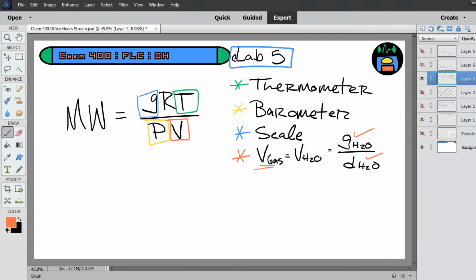So that's an introduction and kind of how you're going to approach working Lab 5. If you have more questions about it or specific steps or whatever, totally hit me up. I'm totally happy to answer. I just got an email requesting further explanation on how to approach the calculations for Lab 5, and this is the step-by-step breakdown.